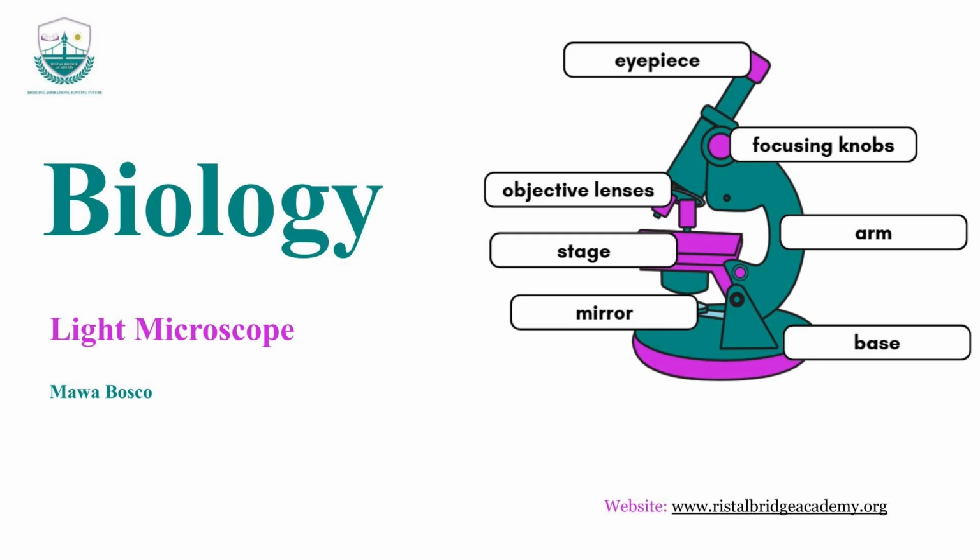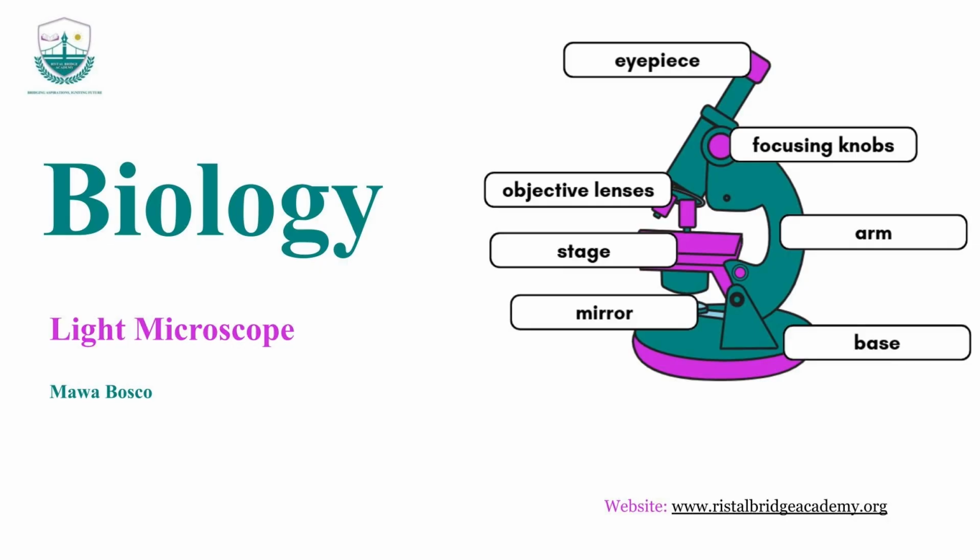And then specifically we shall focus on the light microscope. And we shall look at the different parts of the light microscope, their uses, and how we can actually use the light microscope. And then finally, how we can make sure that we keep the light microscope in good working condition. That is, how we can care for the light microscope. So that's the discussion that we're going to have.